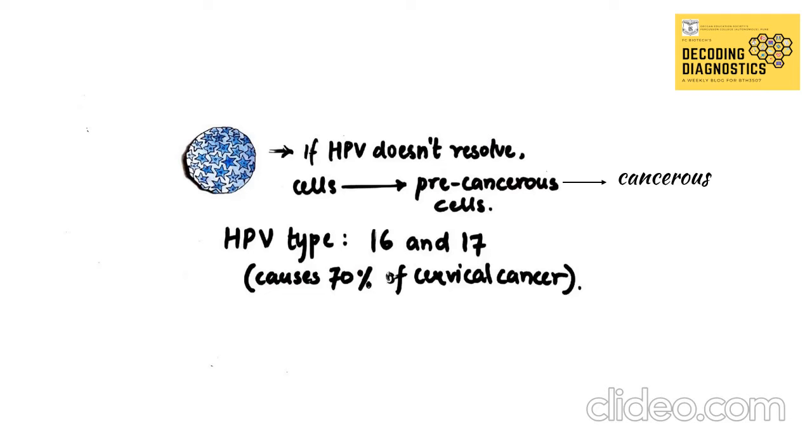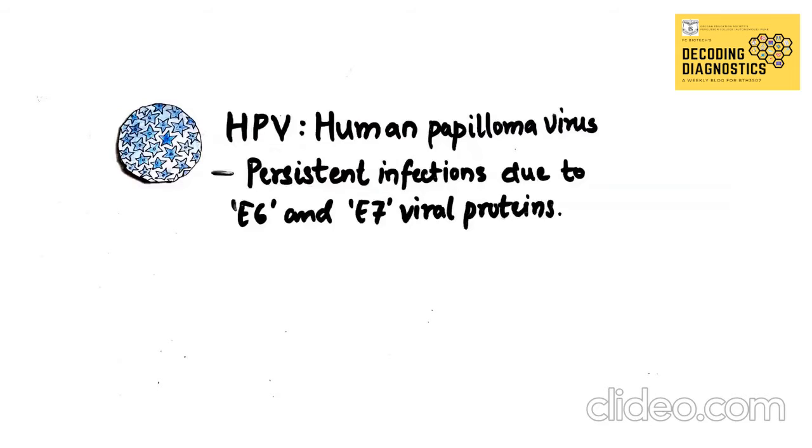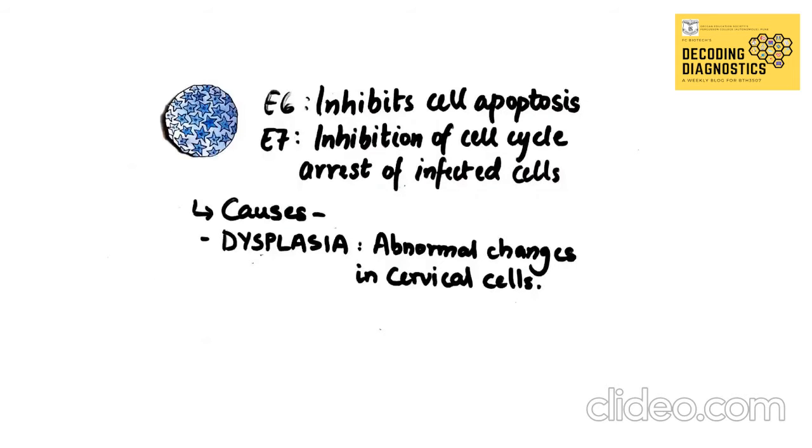HPV types 16 and 18 cause 70% of cervical cancers and precancerous cervical lesions. The persistent infection is caused by E6 and E7 viral proteins. E6 viral protein causes inhibition of apoptosis and E7 causes inhibition of cell cycle arrest of infected cells.